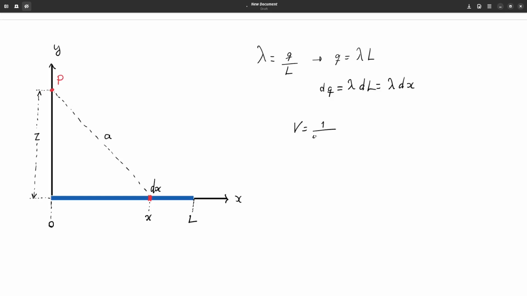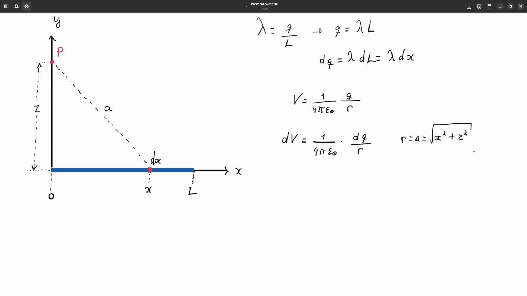For a single charged particle we have this formula, which I'm not showing how to derive here. I assume you know it. That formula gives the potential for a given charge, q, so an infinitesimal part of the potential is related to an infinitesimal part of charge. The distance from P to dx is just the hypotenuse of the right triangle we see in the picture.